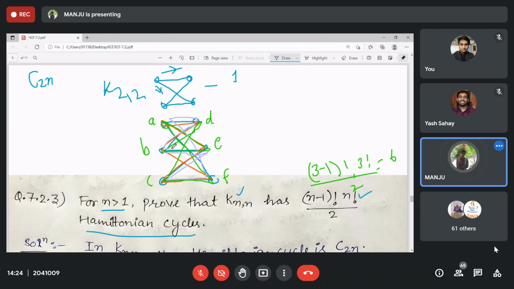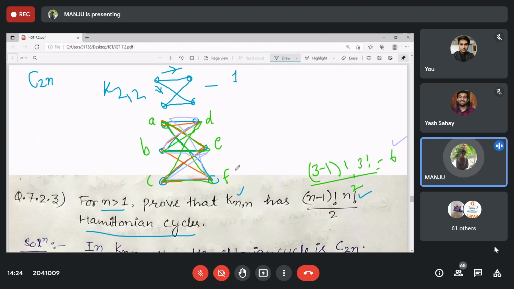And this one. For one, right? Like this, you can have two more. Okay? Clear? Are you getting it or not? So there will be 6 different cycles.